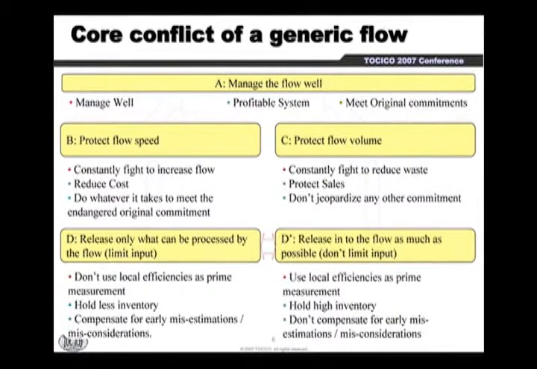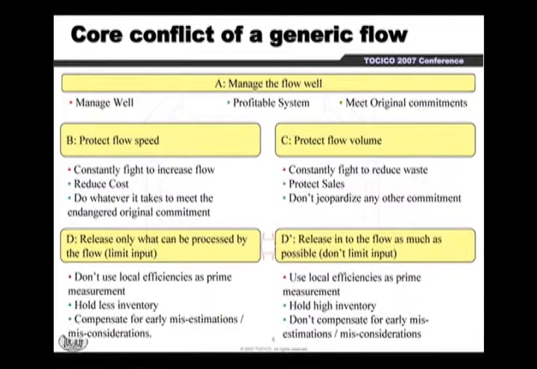A flow. And then we have these 3 needs: constantly fight to increase flow, reduce cost, and do whatever it takes to meet endangered original commitment, which are basically telling us we need to protect the speed of the flow. The flow has to have certain basic speed of response. I need to know that something will come out. And it's the basic assumption that the flow will flow, otherwise it's not a flow. So I'm protecting this more conservative side of the flow.